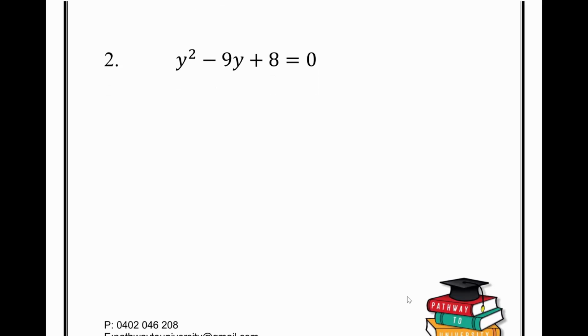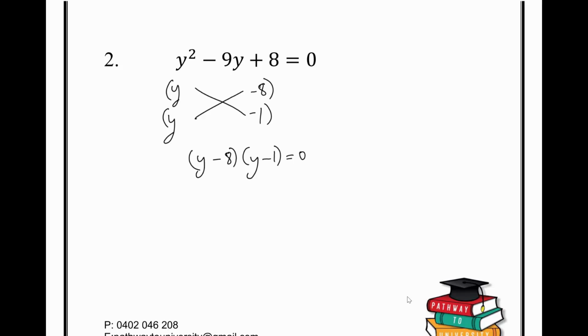So again, let's use the cross method. So we have y and then a cross. And then looking at the constant, we need factors that will add together to give us minus 9. In this case, we'll have 8 and 1. And since it is a positive 8 constant, they both have to be negative. So we'll just have y minus 8 and y minus 1. And these are both equal to 0. And hence y is equal to 1 and 8.